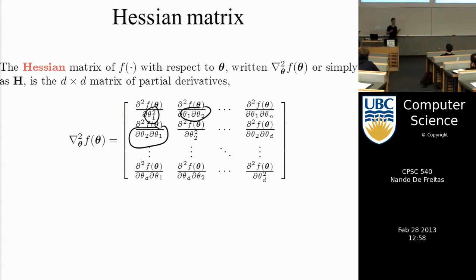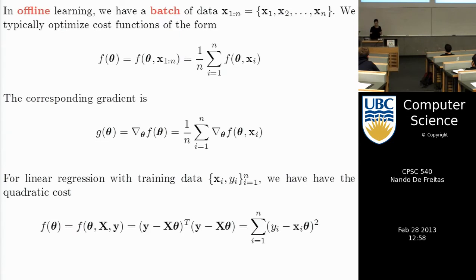When we have 100 million parameters, that's a very large matrix. It's 100 million squared entries. In machine learning, the entire field of optimization is dedicated to optimizing functions. There are many good courses here at UBC on this. We will be focused here on functions where there is an element of randomness, and that element of randomness for us is the data.